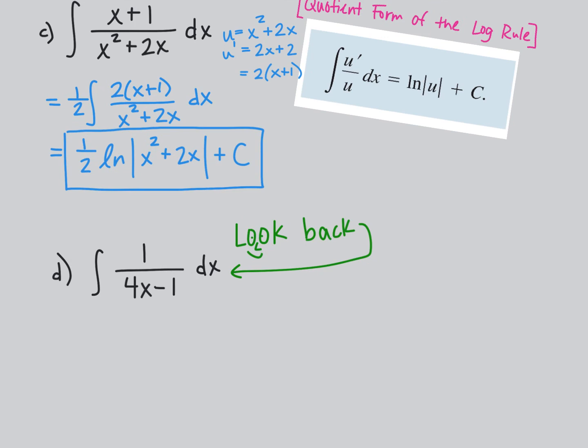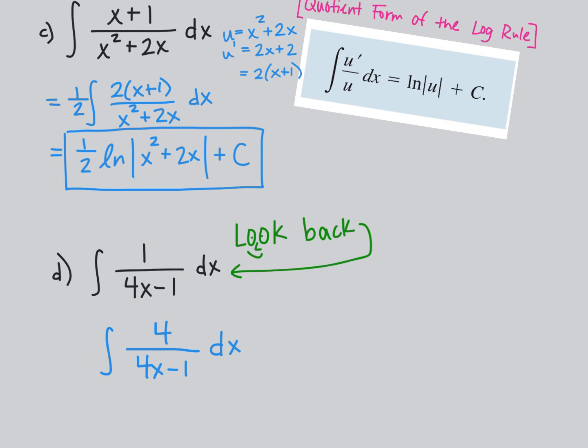So our u here would be our denominator, 4x minus 1, and then u prime, its derivative, would be 4, which we don't have. But instead, I want to make it look like that. So I want my integral to be my u in the denominator, and then u prime up in the numerator. Now these are not equal yet. I multiplied this original one that we want to integrate by 4.